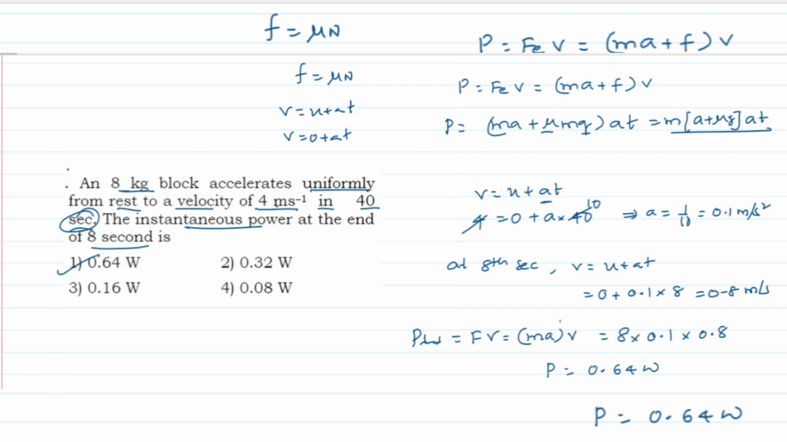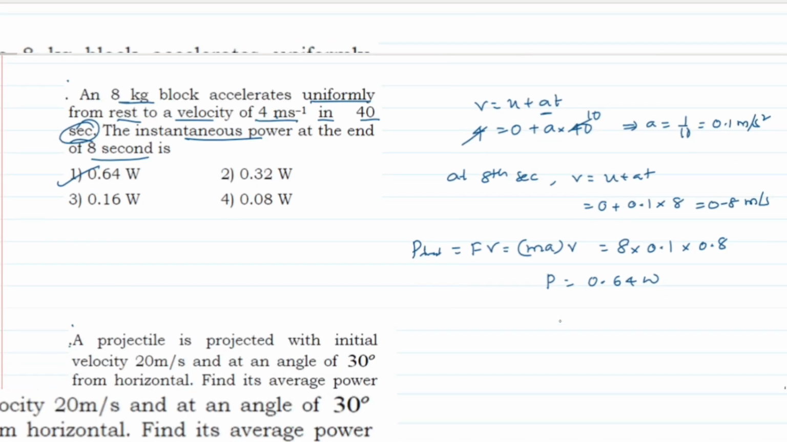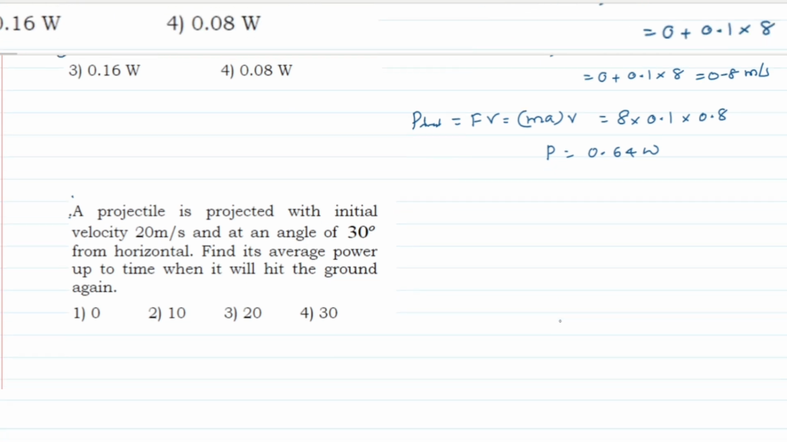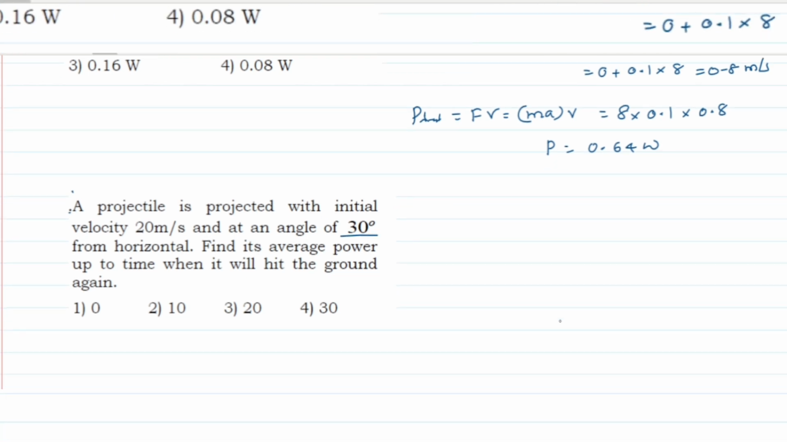Let us see the next question. A projectile is projected initially with a velocity of 20 meter per second at an angle of 30 degrees. So a projectile you are projecting with a velocity of 20 meter per second, which is making an angle of 30 degrees from the horizontal. Find the average power up to the time when it will hit the ground.